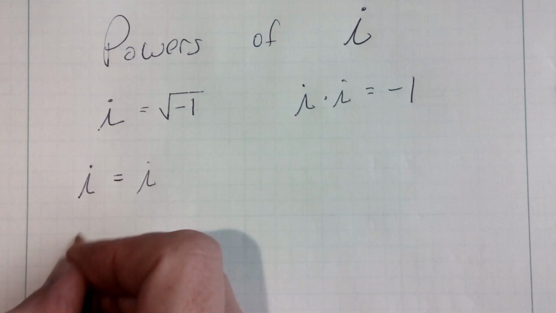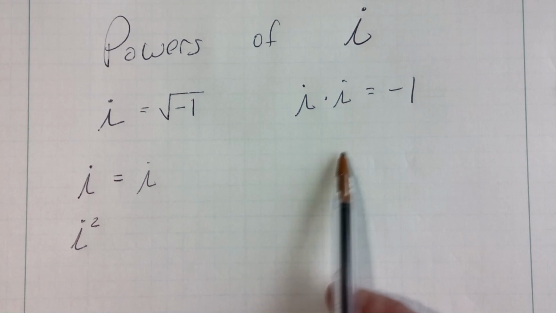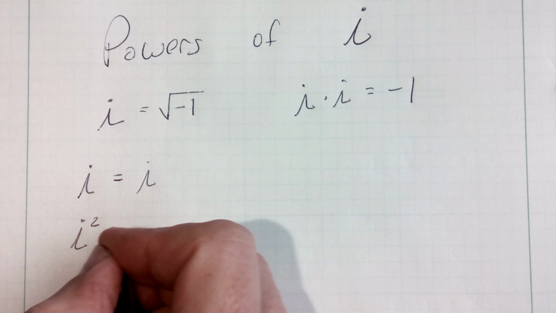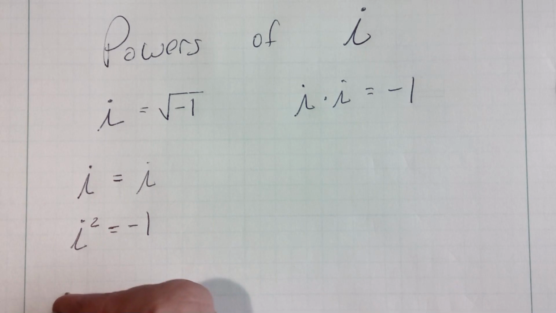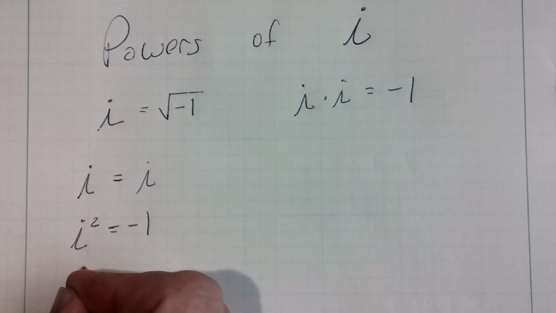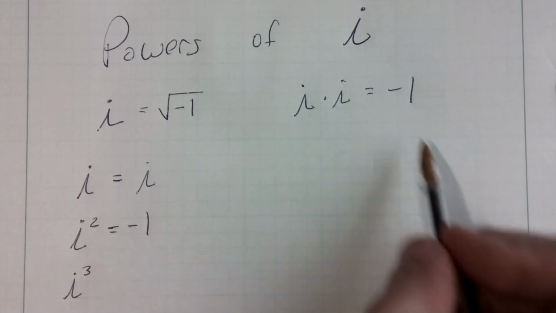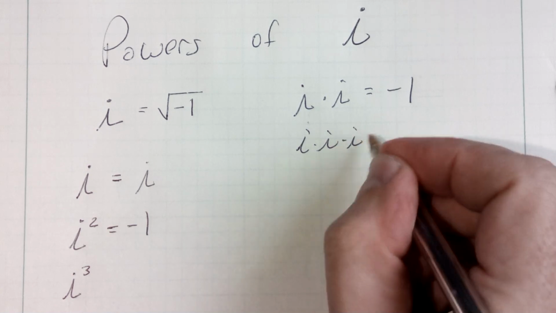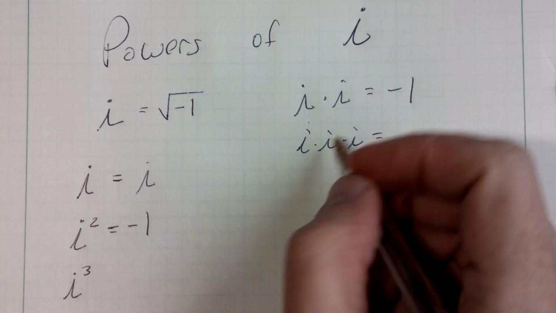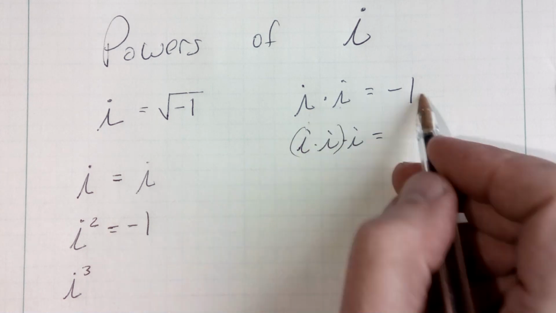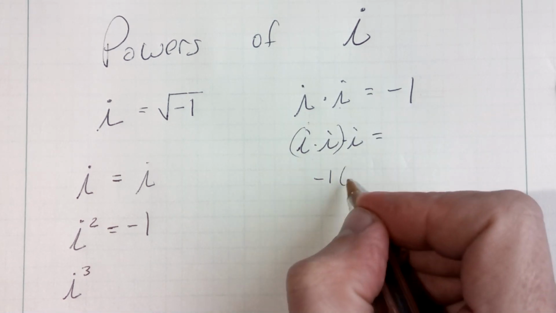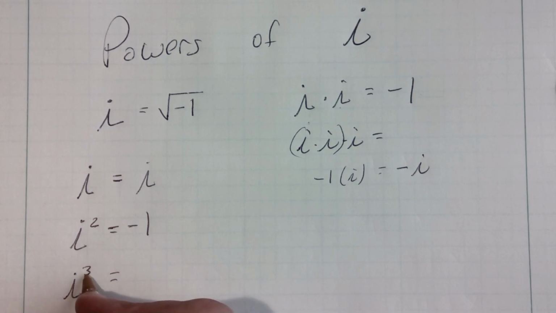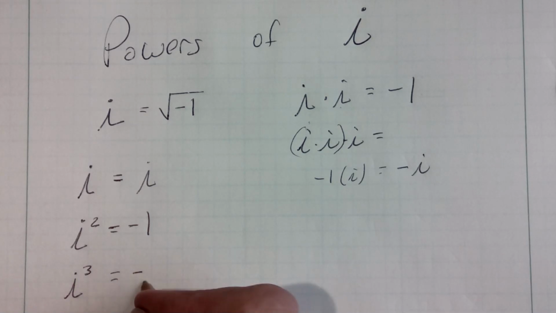If I give you i squared, two i's multiplied together is going to be a -1. So that's equal to -1. If I give you i to the third power, let's follow this pattern. That's an i times an i times an i. The two together is a -1, and then I'm multiplying by an i, and that's how you get the -i. So i to the third power is -i.